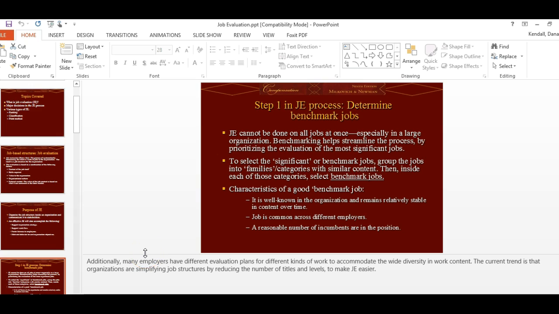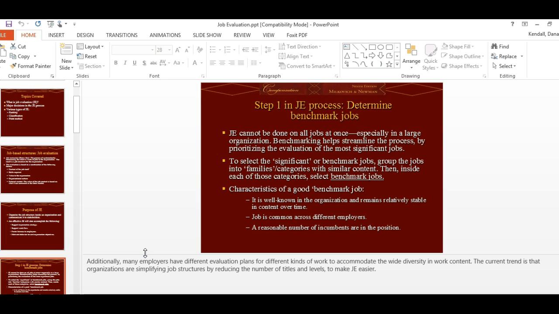Okay, so step one in the JE process is to determine benchmark jobs. So JE can't be done on all positions at once in an org, especially if the organization is large and complex. So what benchmarking does is it gives us a starting point. We're going to prioritize the most significant jobs, and we will classify those first, and then work toward classifying the other jobs that aren't quite as substantial in terms of their impact on the org's outcomes.